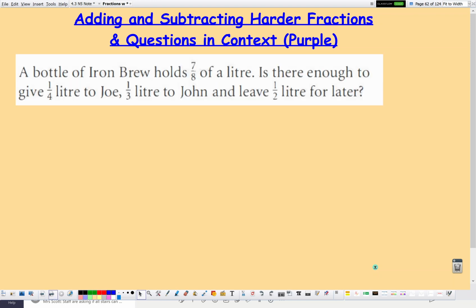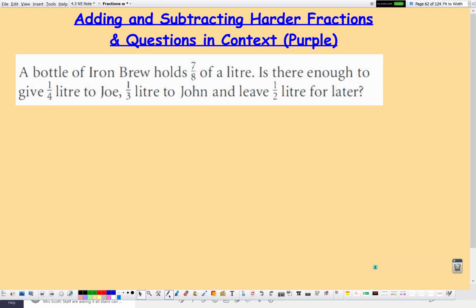Right, next example is a worded question, and it goes a little like this. So a bottle of Irn-Bru holds 7/8 of a litre. And the question asks, is there enough to give 1/4 of a litre to Joe, 1/3 of a litre to John, and leave 1/2 of a litre for later? Okay, so what we basically need to figure out is if we add together 1/4, 1/3, and 1/2, is that more or is it less than 7/8 of a litre?